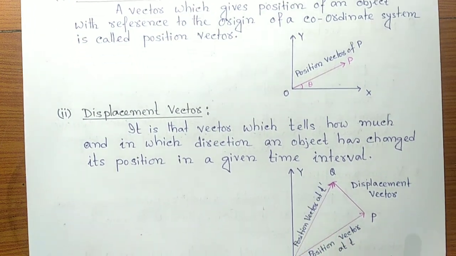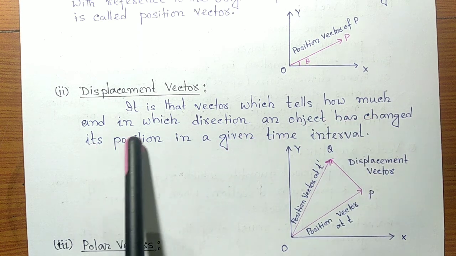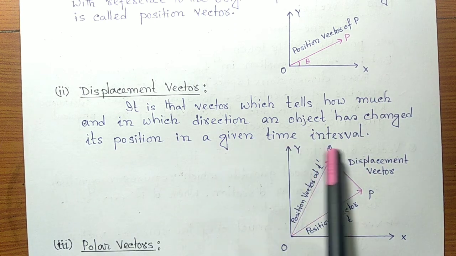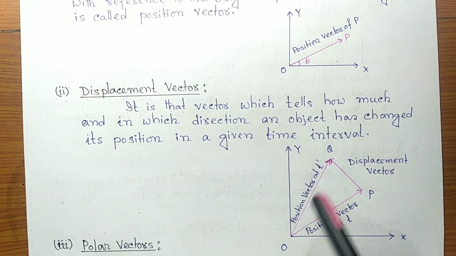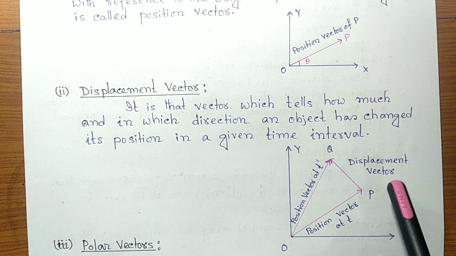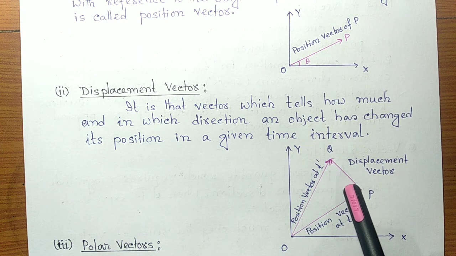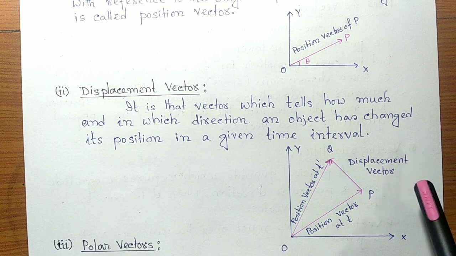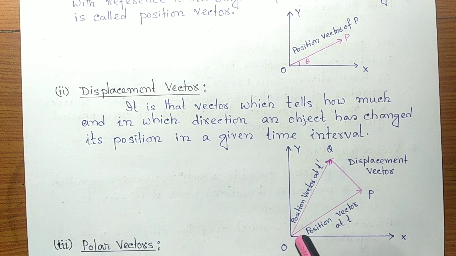Now displacement vector. It is that vector which tells how much and in which direction an object has changed its position in a given time interval. So here the position vector at time t1 is OP. The position vector at time t2 is OQ when the body is displaced from point P to point Q. Then PQ is denoted as the displacement vector, and we will know later on that this displacement vector PQ is equal to OQ minus OP.